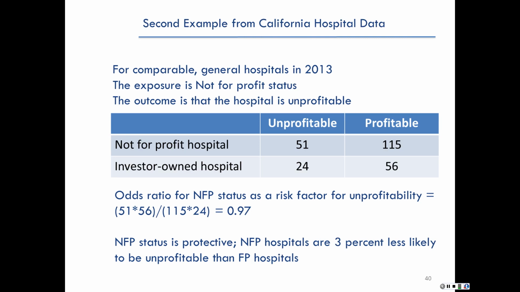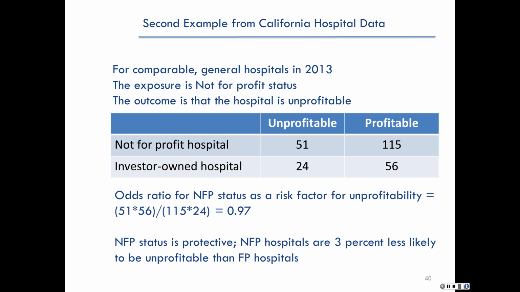Let's take a second example. Again, we're looking here at comparable general hospitals in 2013. And here we're looking at the same outcome, unprofitable or profitable, but here the exposure is not-for-profit status.